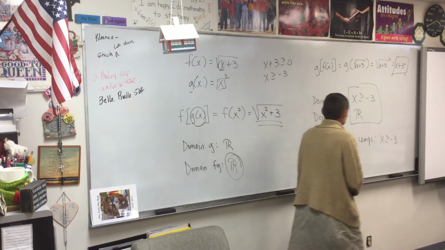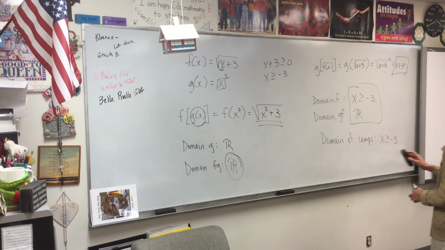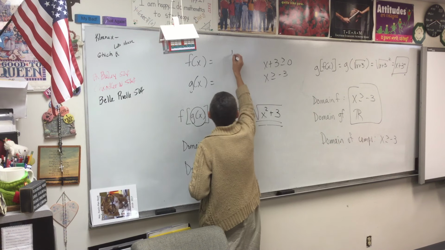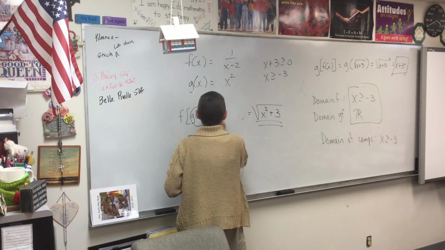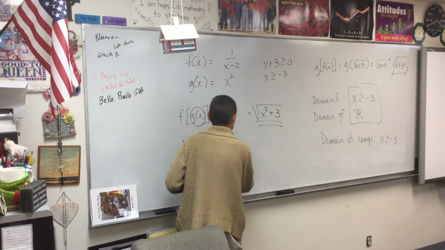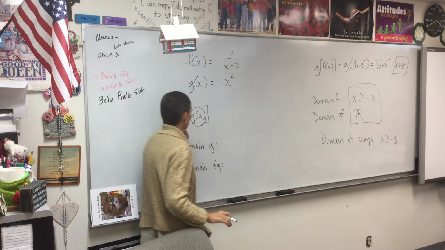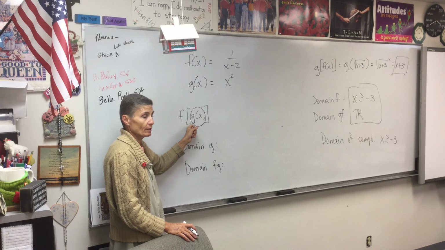It looks like we're a little lost. Let's do this other example. I'll have to recopy it over here. What are they? 1 over x minus 2 and x squared. Okay, so we're going to build this composition.